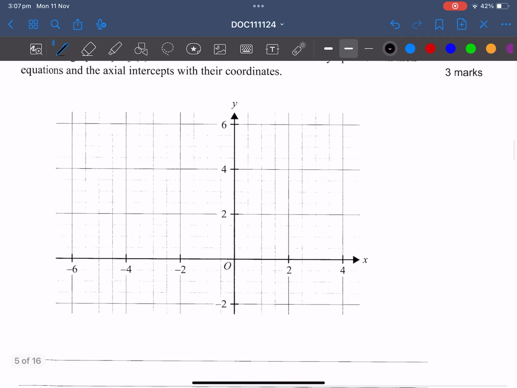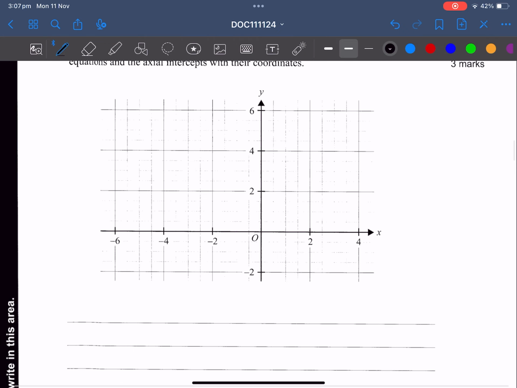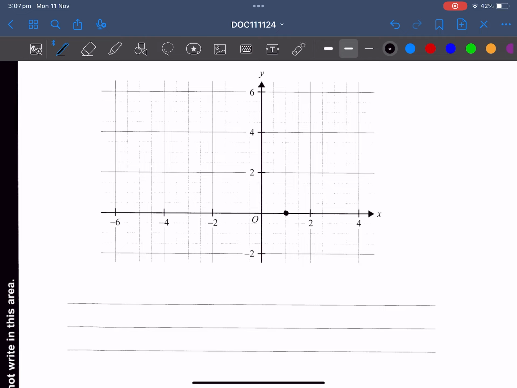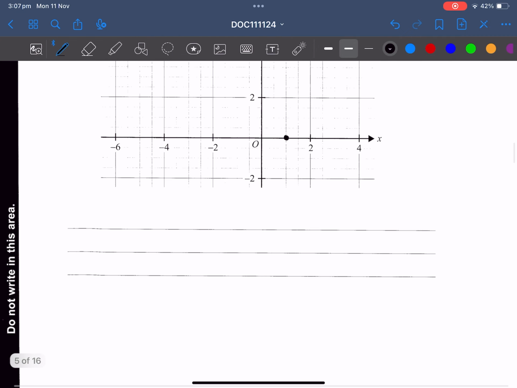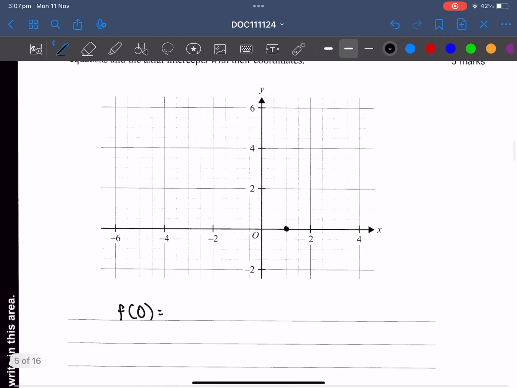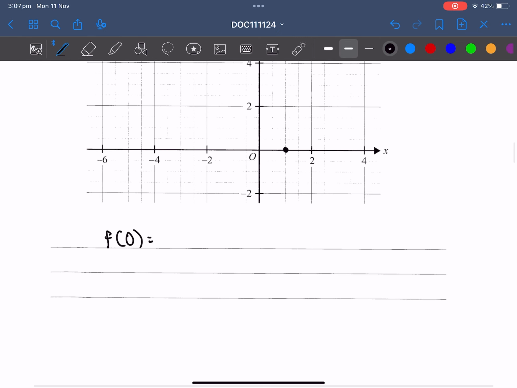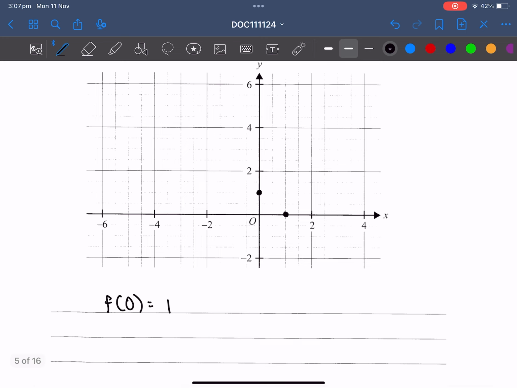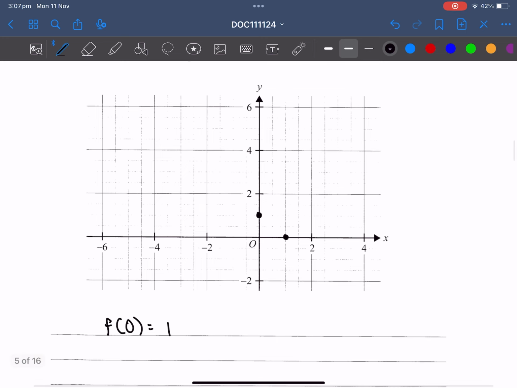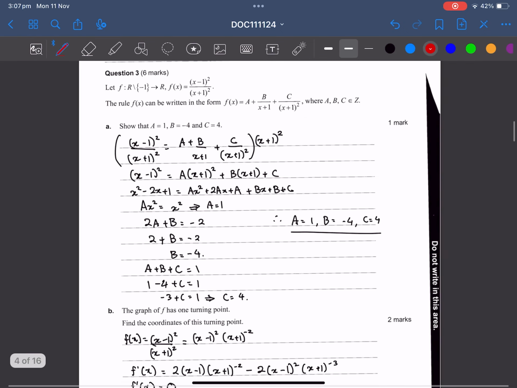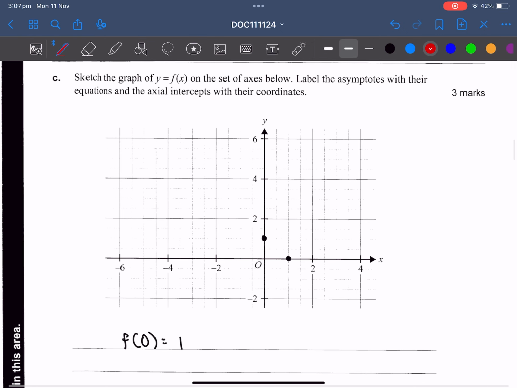Okay, coolio. So we label everything up, so 1 and 0, that's our turning point. What about our y-intercept? So f of 0, we get minus 1 squared over 1 squared, so that's 1. So it's going to be like this. And then our asymptotes, what will be our asymptotes? Yeah, one of them will be x is equal to minus 1, so just here.